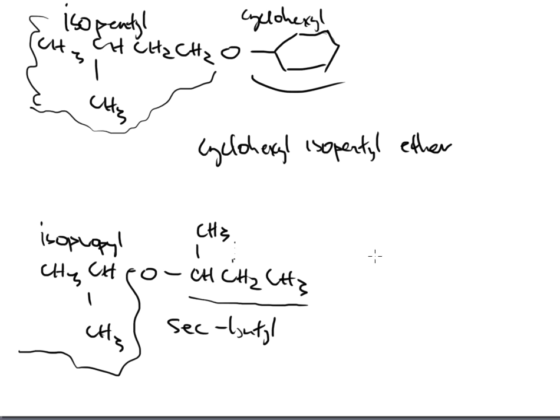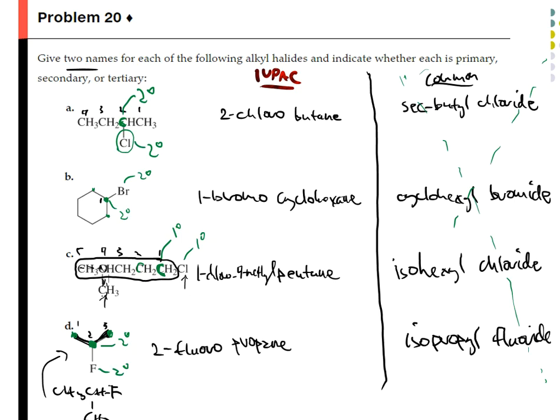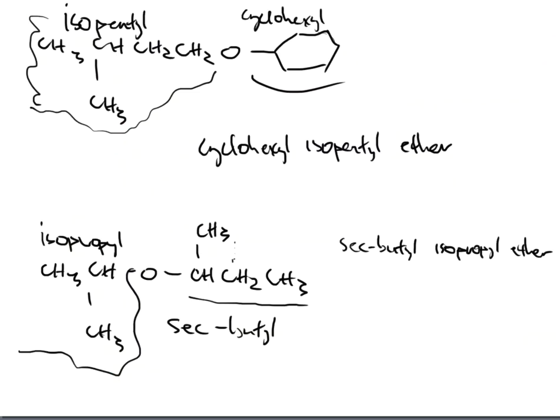So we're going to name this a common way. The secs do not get included in the alphabetizing, just like the terts do not. So this really is a B that we start with. So sec-butyl, and then isopropyl, and then the word ether toward the end. All right, so that's it with the common nomenclature system for ethers.